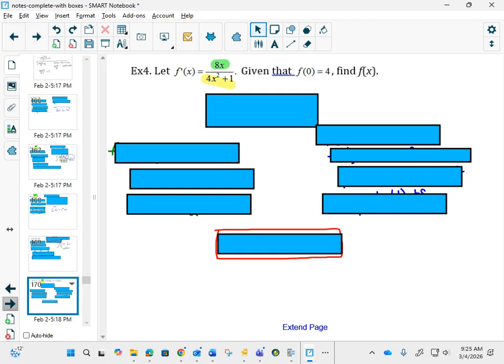It combines something we did earlier. It has an initial condition. So because you have an initial condition, you can solve for C.